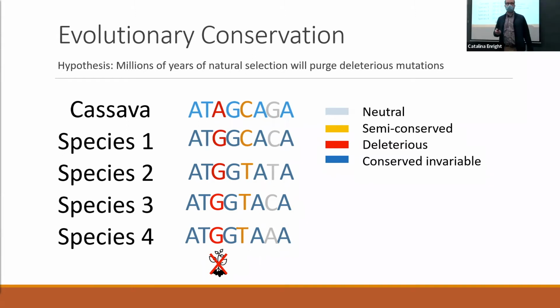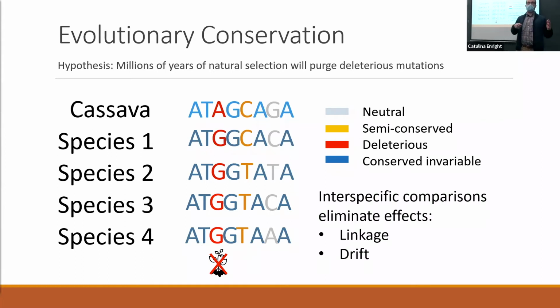One thing to highlight is that using these interspecific comparisons allows us to eliminate the effects of linkage or drift that we'd have by looking at things like allele frequencies within a single species. Also, maybe the question comes up, why don't you just align every species that exists if you're trying to use evolution? Well, the problem is if we align Arabidopsis and maize to this, nothing's going to align. It's going to be very gappy. It's a little too diverged.